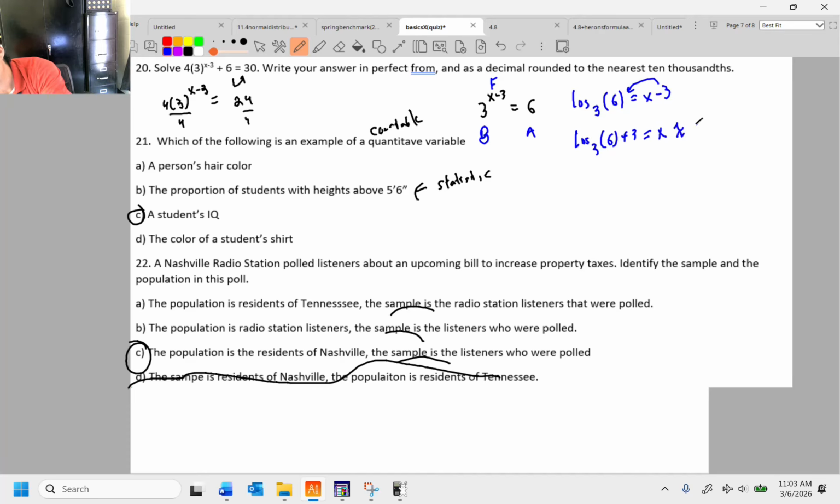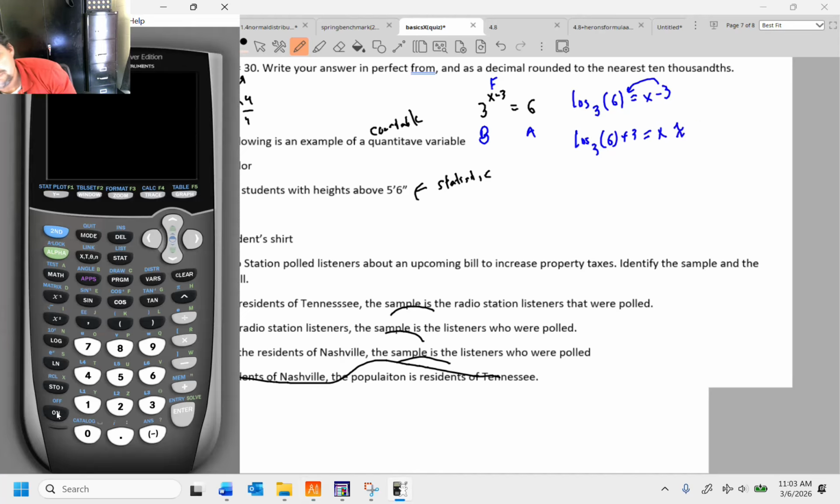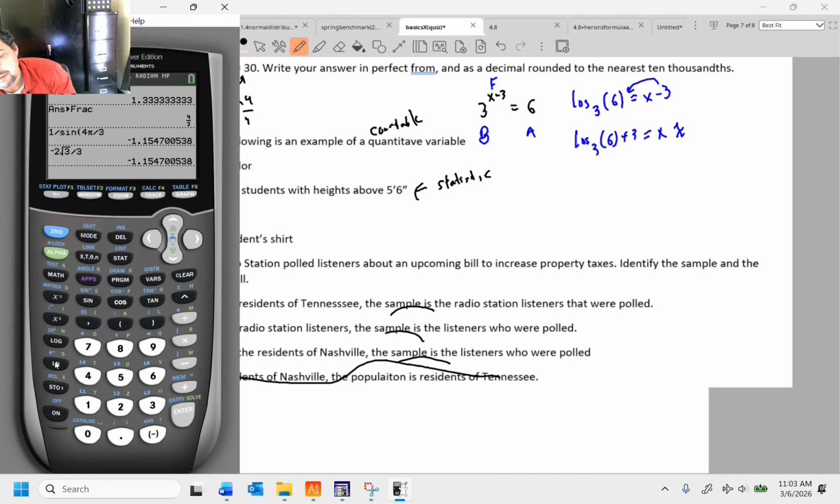To get the decimal, go push buttons in your TI-84 using change of base. I'm an ln guy. All right, so I'm going to do ln 6, sitting pretty over ln 3, and then add 3. And I'm going to get about 4.6309.